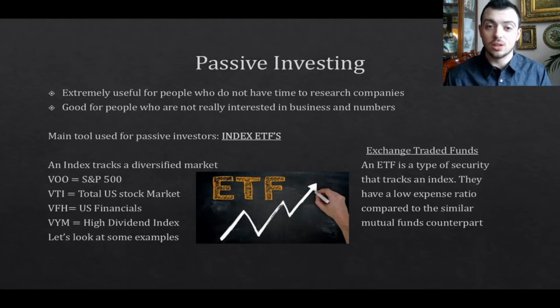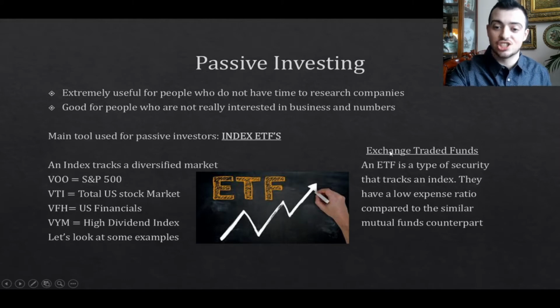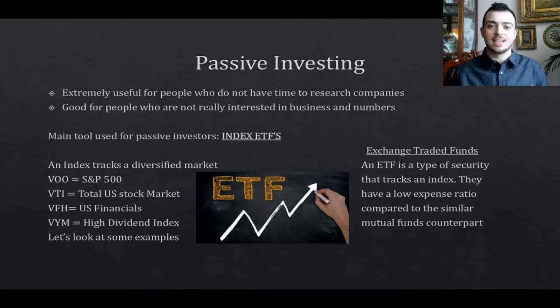So the main tool a passive investor uses is ETFs. Now, what is an ETF? An ETF is an exchange traded fund. What it is, it's a security that tracks an index. Now, the index itself is a basket of stocks that follow either a very diversified portfolio or they diversify into specific sectors. So it's a basket of a lot of stocks inside of it.